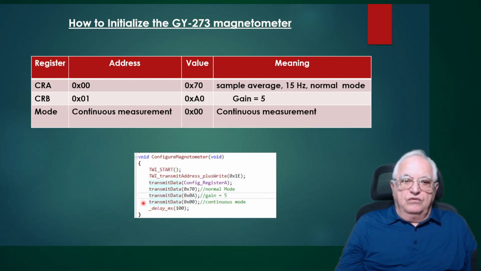Now, the way you transmit the configuration: when you get the GY273, you could get different magnetometer chips on each. Even though you have one part, the GY273, they could have different magnetometers, and that's going to change how we communicate the initialization. However, the normal mode is hex 70, hex 0A, and hex 00 for continuous mode. That's going to be the same.